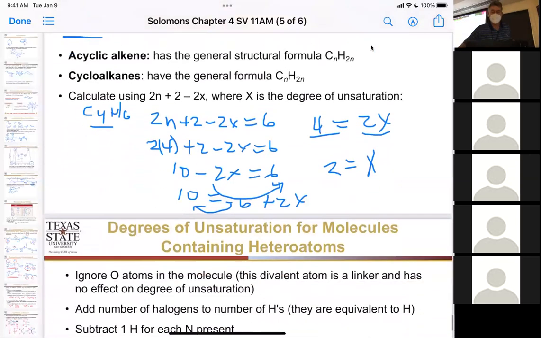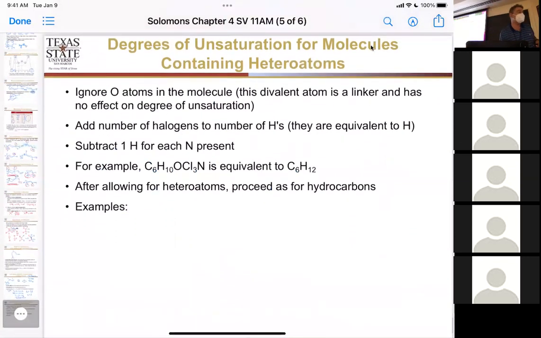So there you go. Okay, so how do we use this to figure out what kind of empirical formula we have? We can use it to figure out if it has things other than carbons and hydrogens. But there are a couple of rules. The first rule is we don't care about oxygens because oxygen only bonds twice. It's not going to change our unsaturation number, so we don't use it in our calculation. We're going to add the number of halogens to the number of hydrogens because they bond once, like hydrogen does. They count like a hydrogen. And we're going to subtract one hydrogen for nitrogen.